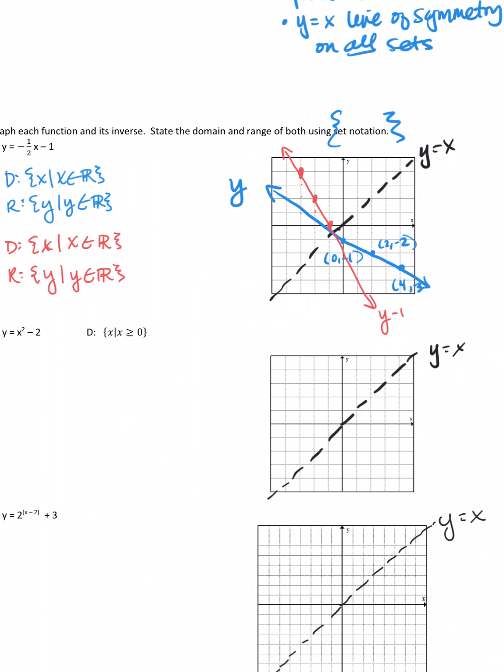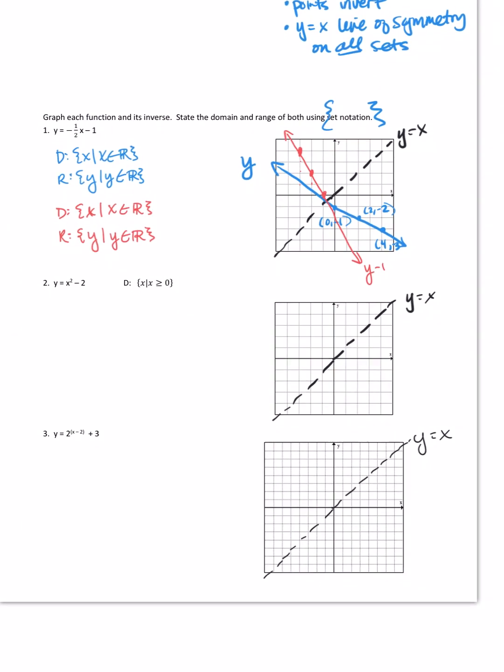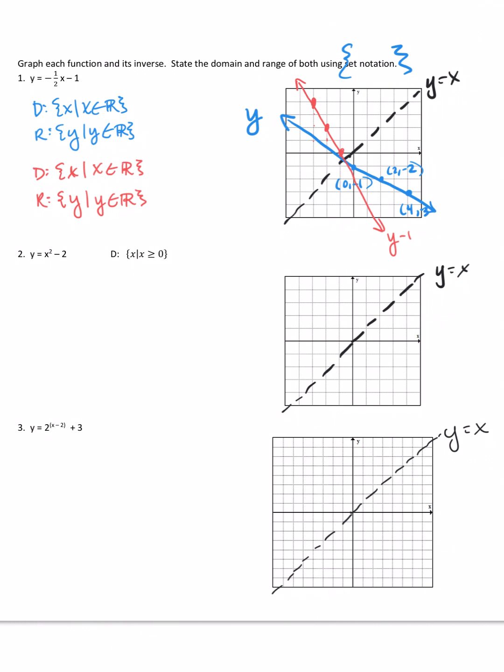Let's try number 2. All right, y equals x squared minus 2. So this is a quadratic. It's limited. Remember, it's limited. And remember, since it's greater than, that means it's the right side of the parabola that we're going for. So let's put in some values. If I put in 0 for x, I will end up with -2.